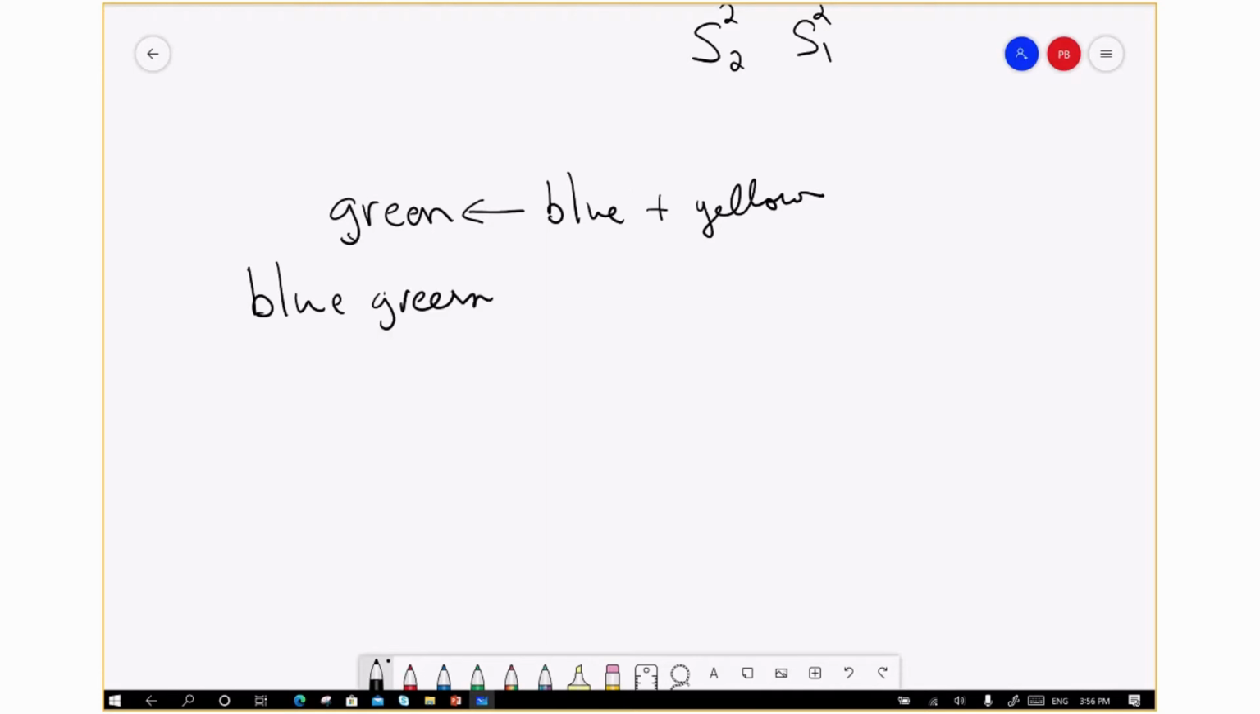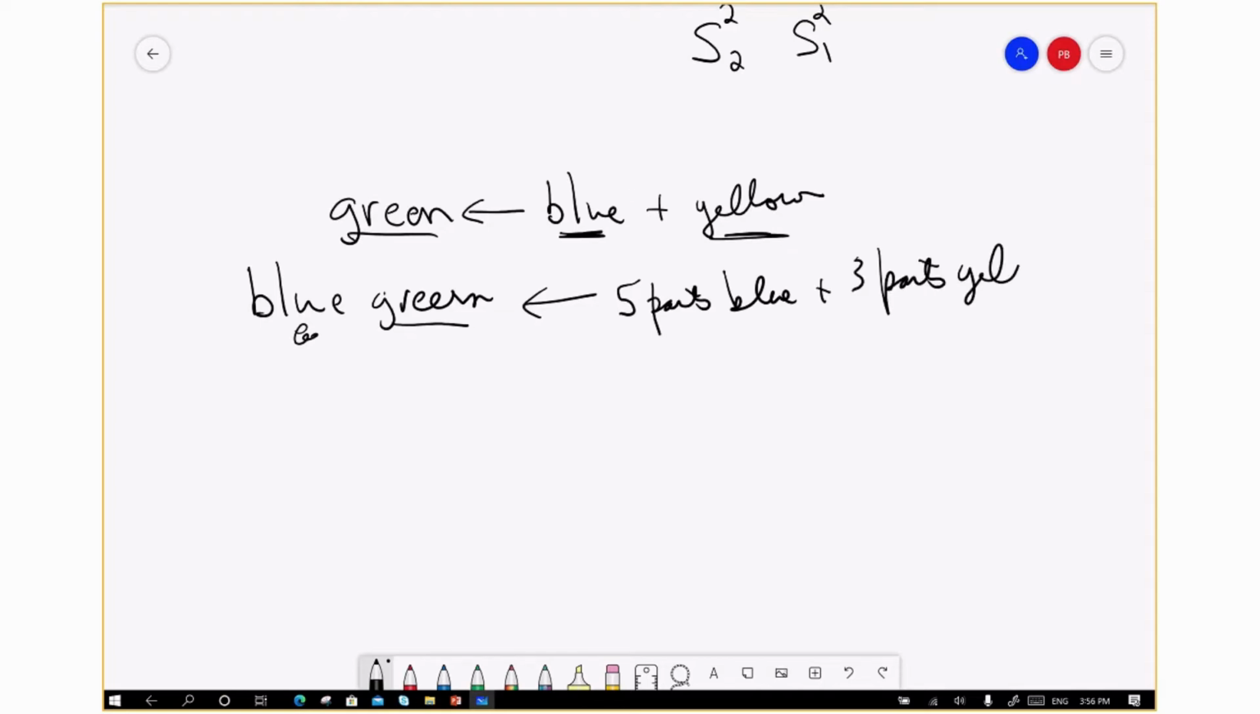It's going to be green, but it's going to have kind of a bluish tint to it. So what we want to do is have a little bit more blue relative to the amount of yellow. To make our blue-green, we can make that by 5 parts blue plus 3 parts yellow. That'll give us a green, but kind of a blue-green.